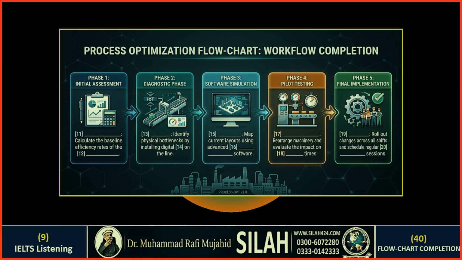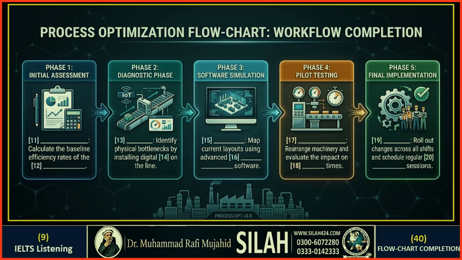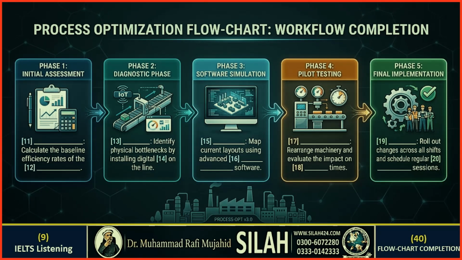Now listen carefully and answer questions 11 to 20. Write no more than 2 words for each answer. Come in, Maddie. Let's review your proposal for the Manufacturing Line Optimization Project. You have broken this down into 5 distinct phases, which is excellent. Let's name each step clearly. What is your plan for Phase 1, the initial assessment?